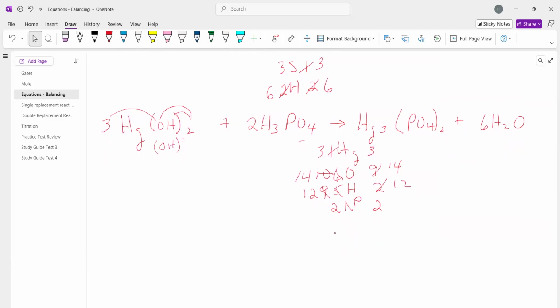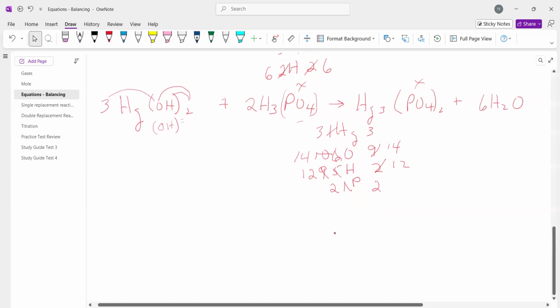All right. So let's treat the PO4 as a group. Because notice it appears on both sides. If something appears on both sides as a group, we can treat it as a group. So we can think of this as X, not a PO4. Let's treat it as an X. So let's take inventory again. Let's rewrite this guy.